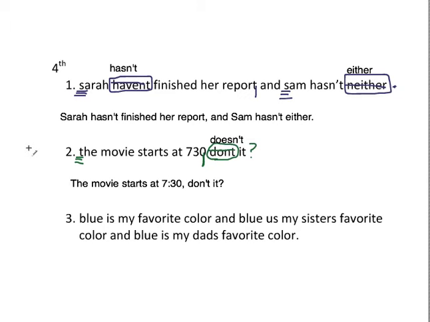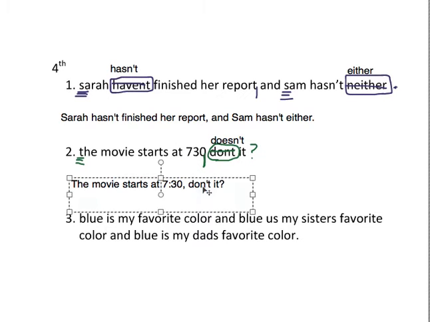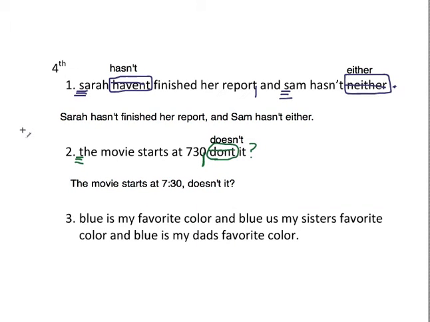So now I can read it again. The movie starts at 7:30. Don't it? And I wrote don't it. Look, see? That's why we always look back after we write something, because you can even make mistakes after you edit, just like I did. So now when I read it, it says the movie starts at 7:30, doesn't it? There we go. That is the perfect edit to this sentence.